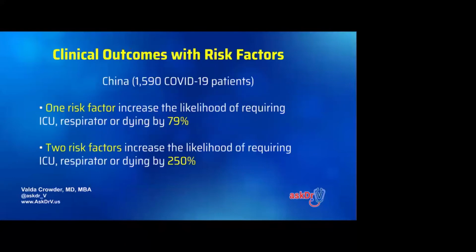If you have one risk factor, you increase the likelihood of being in the ICU, being on a respirator, or dying by 79%. If you have two risk factors, you increase the likelihood of requiring an ICU, respirator, or dying by 250%. So it's really important that people with high risk factors do not come into contact with this particular illness. So I stress that people with risk factors really take extraordinary precautions to avoid coming into contact with COVID-19.